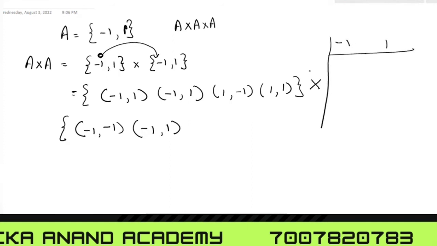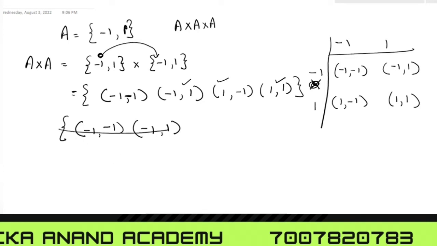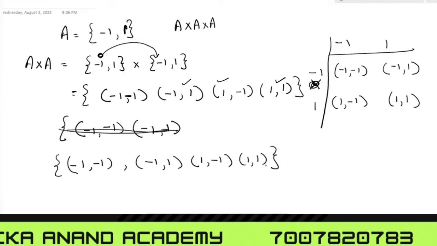Minus 1, 1, minus 1 and 1. So it becomes minus 1, minus 1. Then minus 1 and 1. Then 1, minus 1. Then 1 and 1. So there's a mistake. It is there, but here we also have minus 1 and 1. That's why I said that you have sent me wrong. Clear? Okay, then minus 1 and 1, then 1 and minus 1, then 1 and 1.